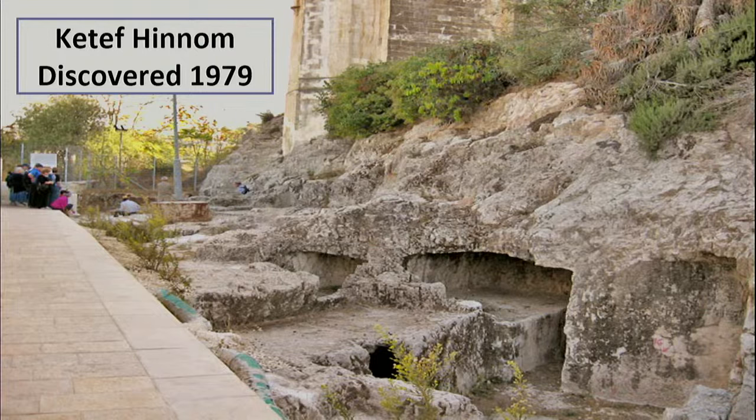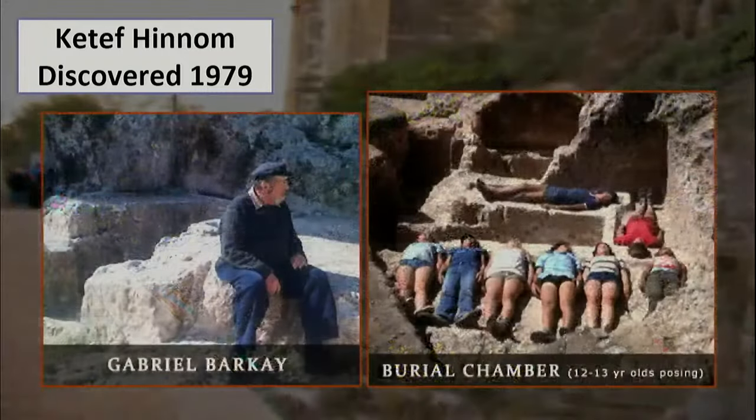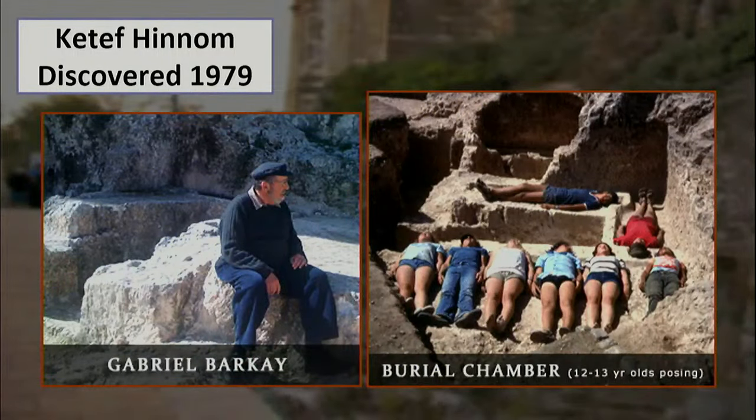Well, the artifacts were found in a burial cave called Ketef Hinnom, which is in the Hinnom Valley, just outside the walls of Jerusalem, behind St. Andrew's Church. You can see St. Andrew's Church there to the right. The amulet scrolls were found by the archaeologist Gabriel Barkay, shown here, who uncovered some burial caves and an ancient Christian church with the help of a bunch of kids, 12 and 13-year-olds, from a local club.